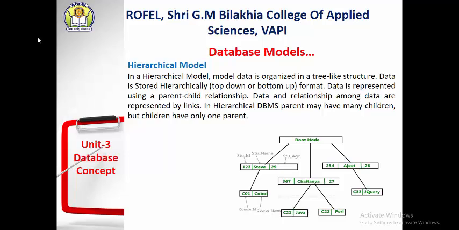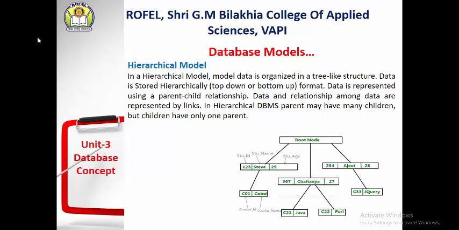The hierarchical model represents the database in a tree structure. It stores data in a top-down or bottom-up format. It represents the relationship among the data with links, and the links between the nodes represent the relationship between parent and child. In a hierarchical database, a parent may have many children, but a child has only one parent. That is the hierarchical database system or hierarchical model.